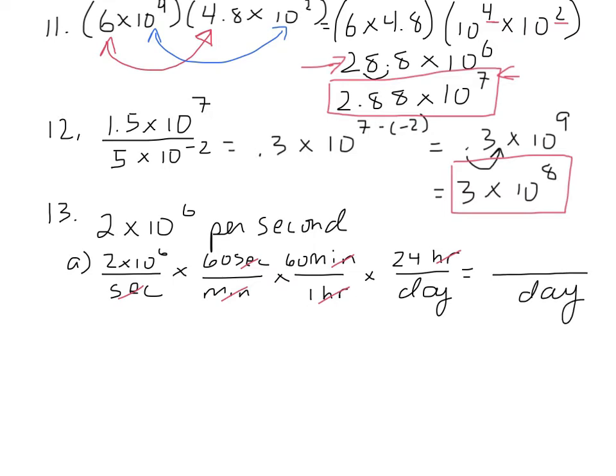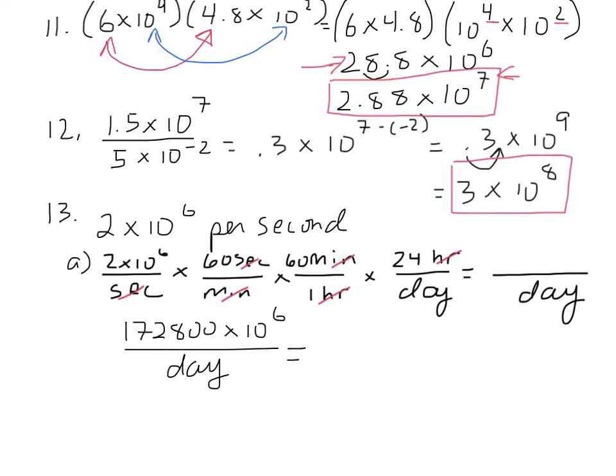So I just need to multiply those out. I'm not going to have enough room over there, so I'm going to write it down below. When I multiply the numerator, I have 172,800 times 10 to the 6th power blood cells per day.